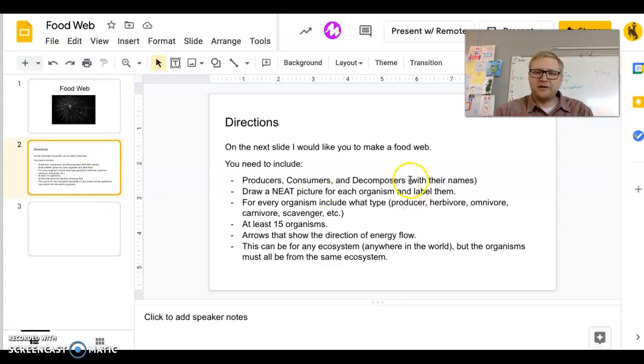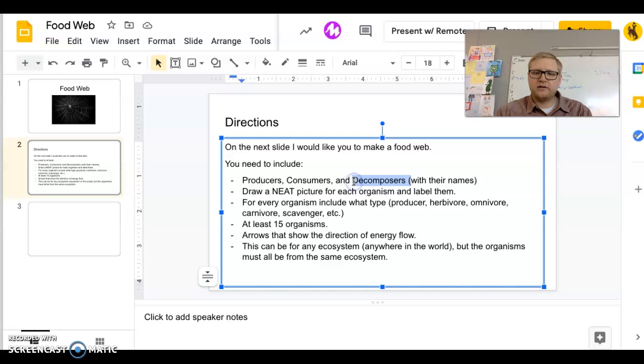Consumers, and actually, I'm going to get rid of this part right here. No decomposers, but you do need producers and consumers. If we use decomposers, it just gets too crazy because all of the arrows point to the decomposers. So we're going to make a food web using producers and consumers.